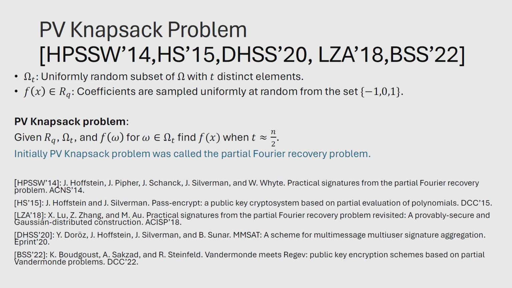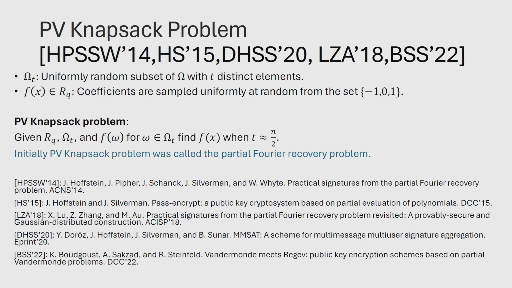Then, for defining the partial Vandermonde knapsack problem, or the PV knapsack problem, what we need are two things. First, a set capital Omega_t, which is a uniformly random subset of capital Omega with t distinct elements. Second, a hidden polynomial little f of x, whose coefficients are sampled uniformly at random with ternary coefficients. The problem is the following. Given the ring R_q, capital Omega_t, and t many evaluations of the hidden polynomial, find the hidden polynomial when t is approximately close to n by 2.